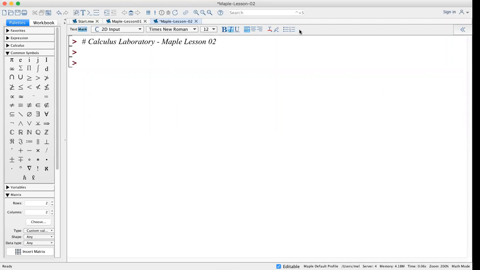This is Maple-Lesson-02, and I am going to review lesson 1 and go over the homework. So let's take a look at some of the problems.